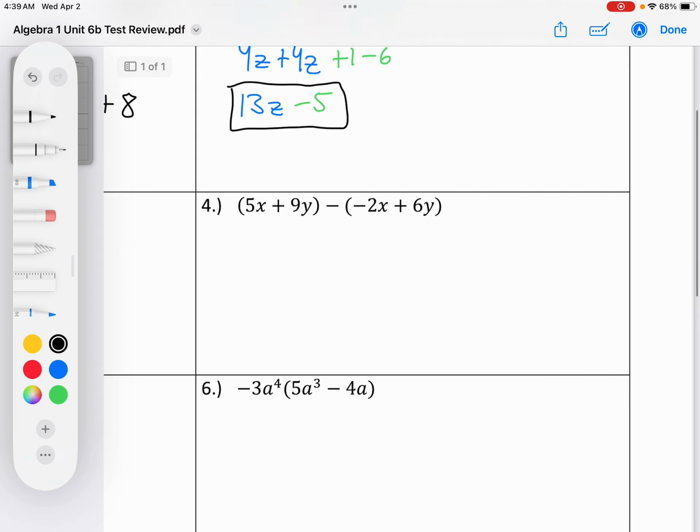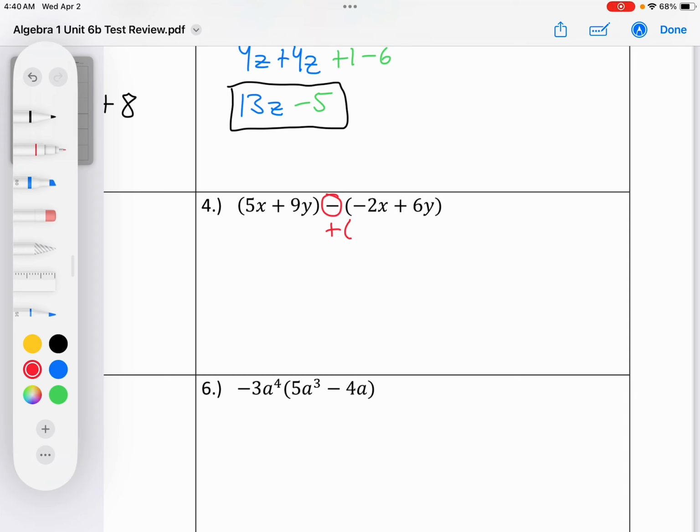Okay, now number 4, if I look at what's in the middle, I see a minus sign. And so this is going to be very similar to the addition problems that we just did. However, when we are subtracting, we need to remember that subtracting is the opposite of addition. So we can't just put the terms together and then add them together. What we need to do is add the opposite of the second pair of parentheses.